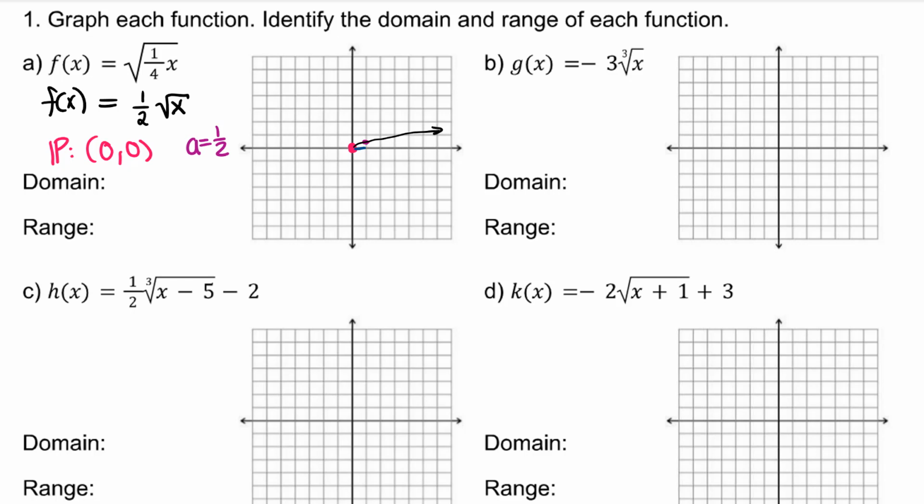Because our initial point is (0, 0), our domain is still 0 to infinity, and our range is still 0 to infinity. This 0 is our h value, this 0 is our k value.